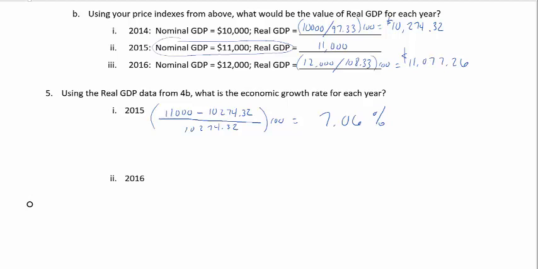Then in 2016, we take the change in real GDP. This one's a little easier because it just went from 11,000 to 11,077.26. So I'm just going to skip to the change, which was 77.26. Then I divide by that original GDP amount of 11,000 and multiply by 100. So 77.26 divided by 11,000 times 100 is 0.70%. Okay? So that's how we calculate the GDP growth rates.